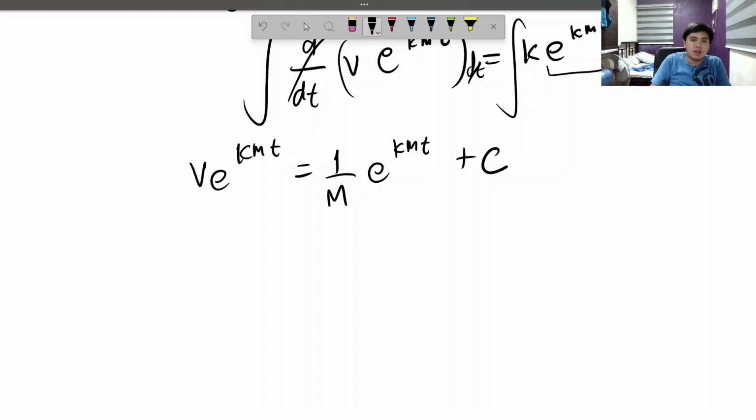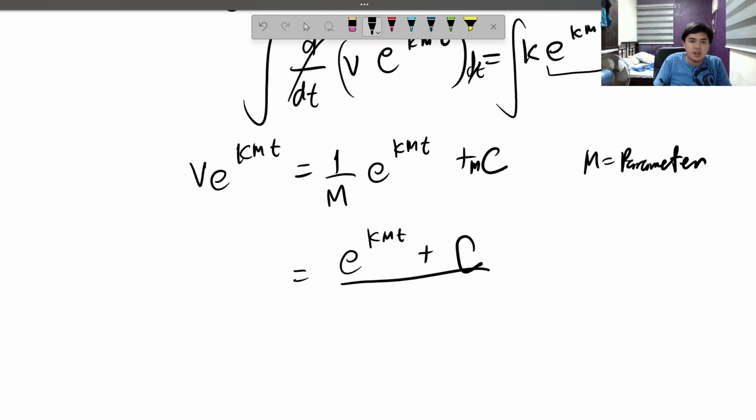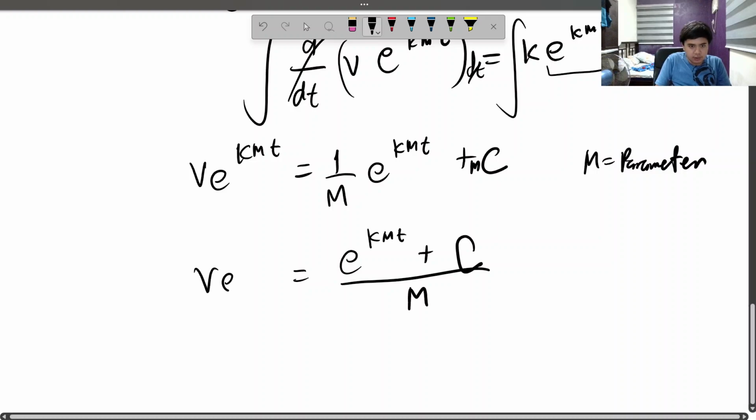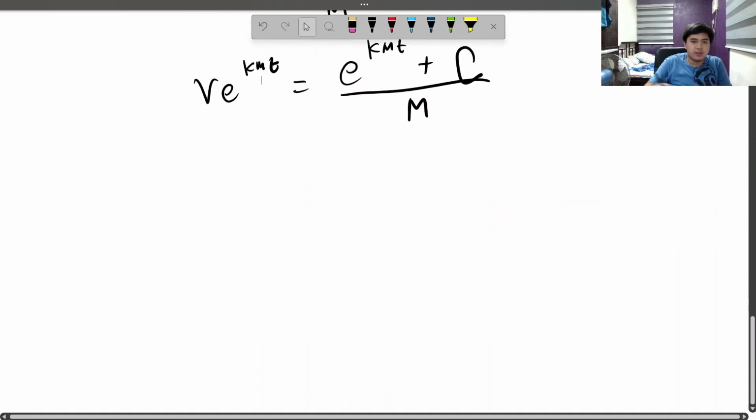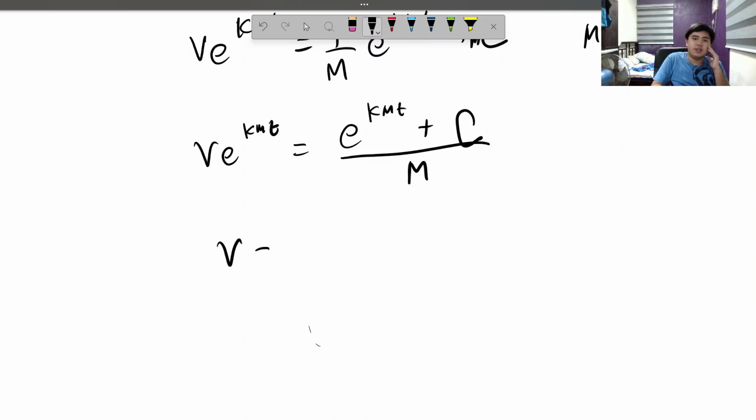Now, m is just a parameter, which means it is a constant. It's not an arbitrary constant, it is a constant. So we can multiply this by m, it still remains a constant, and that's what we're going to do, because I want to combine these into a single fraction, like e to the kmt plus mc, which is going to be a constant, so we can denote it with c over m. Now isolate v. So v equals, on one hand we had 1, on the other hand we get c e to the negative kmt over m.